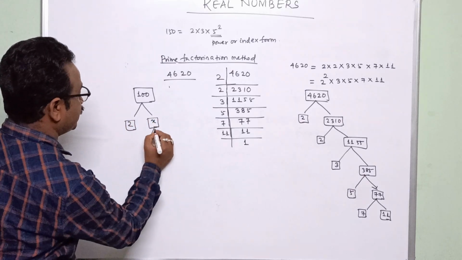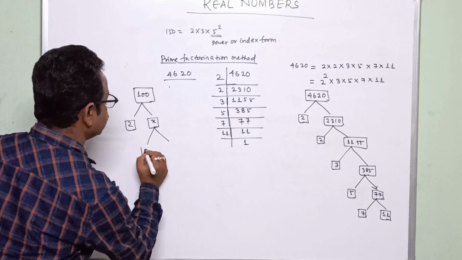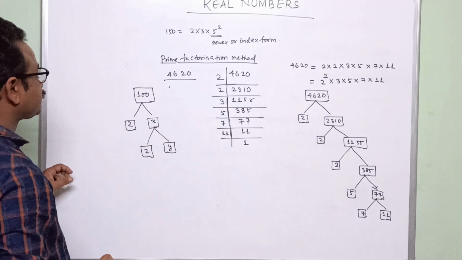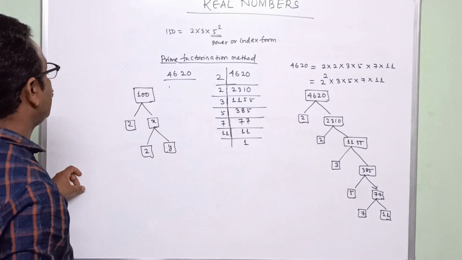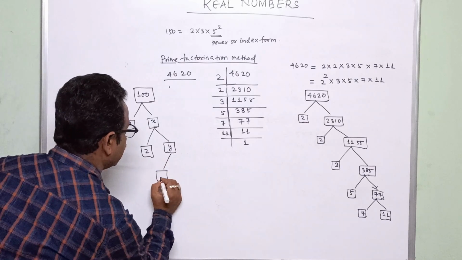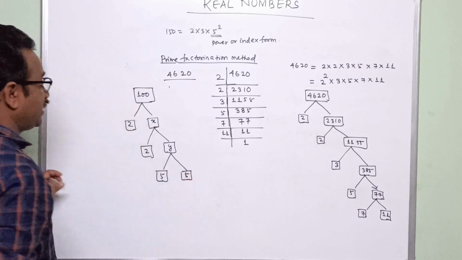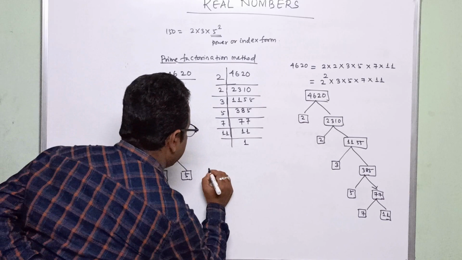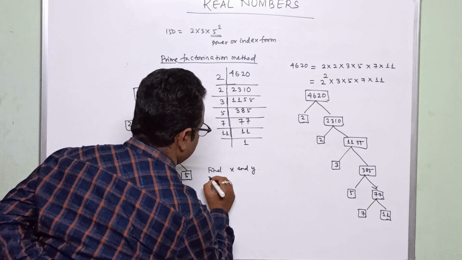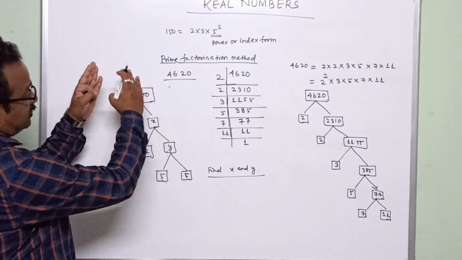Now 2, your y, 2y. Now here 5, here that's a 5. Now find x and y. Directly from the back, we'll move forward.